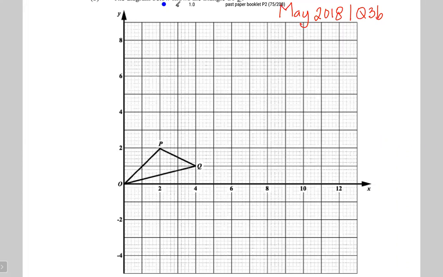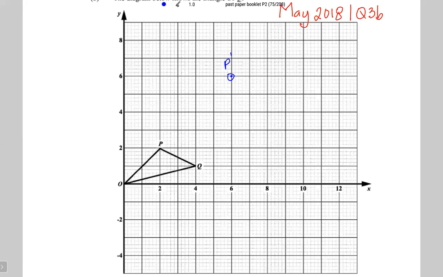From the center, which is the origin, to P, I had to go what? 2 right and 2 up. Now, to get to the image of P, I must triple that distance, multiply the distance by 3. So that means I'd have to go 6 right and 6 up. This would be the new position of P.